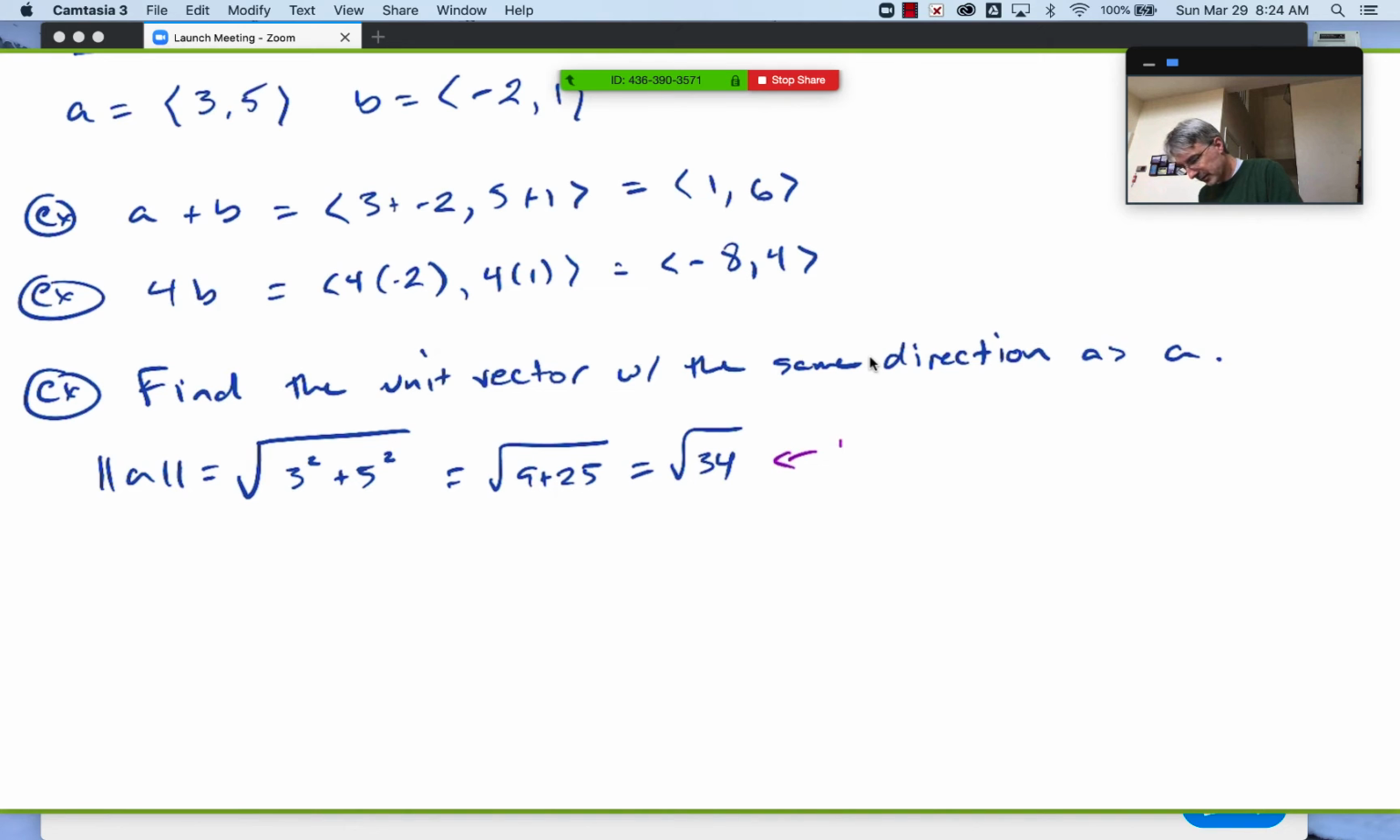And so that's the length of vector a. And then the answer to the question, what is the unit vector? It's just going to be the vector where I take the x part, divide by the magnitude, the y part, divide by the magnitude.